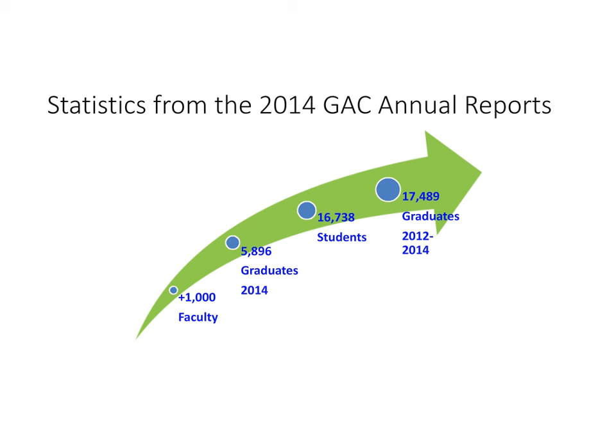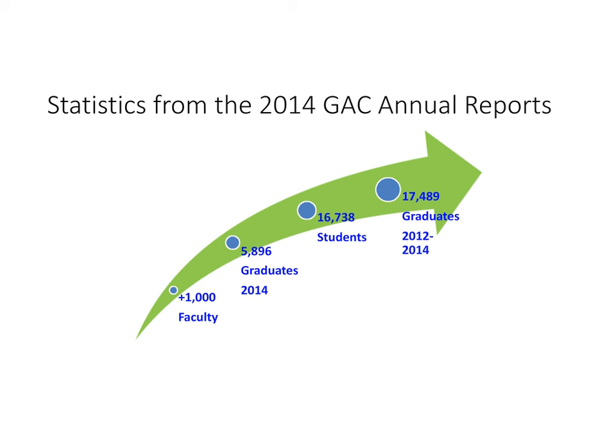So what about GAC program statistics on the university side? A few facts from the 2014 GAC annual report submitted by the GAC accredited programs include: in 2014, there were over 1,000 faculty teaching in GAC accredited programs. A total of 5,896 graduates of GAC accredited programs in 2014.